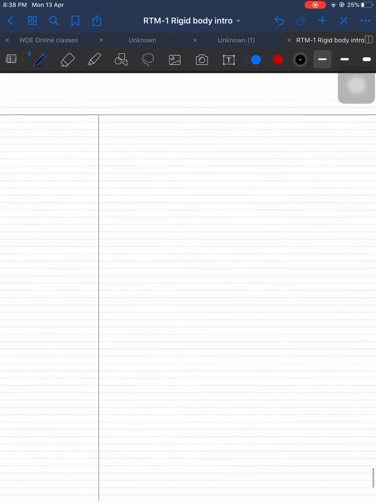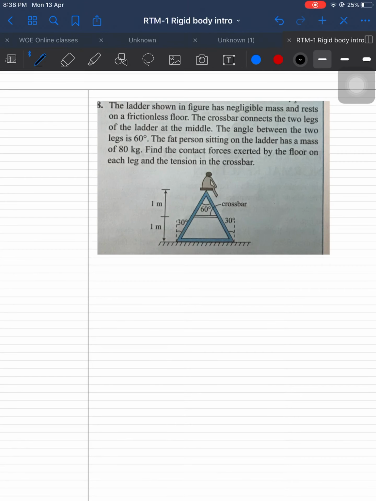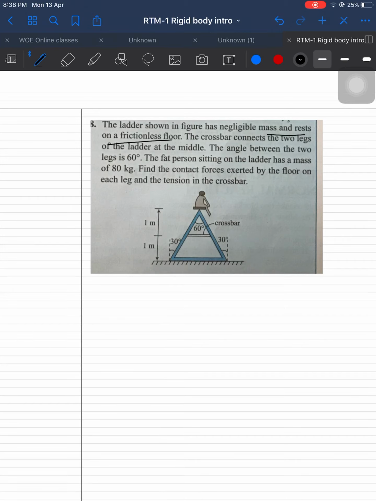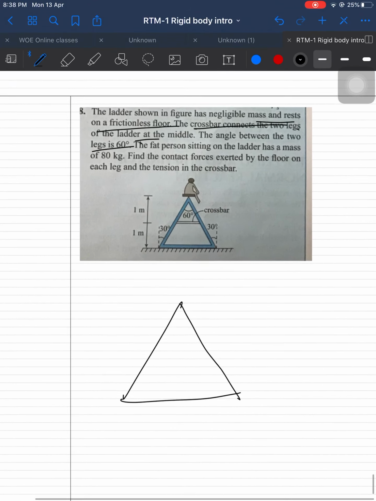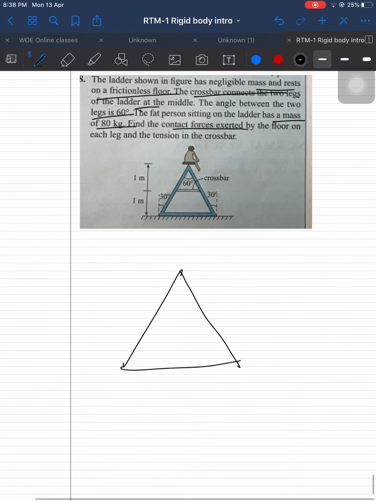Other questions are there, you can try other questions. This is the tough one. See here, a ladder as shown in the figure has negligible mass, at rest on a frictionless floor. A crossbar connects the two legs of the ladder at the middle. The angle between the two legs is 60. So draw the free body diagram. He is asking, a fat person is sitting and has a mass of 80 kg. Find the contact forces by the floor.